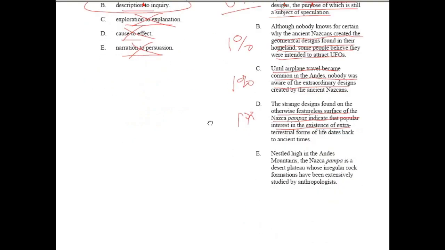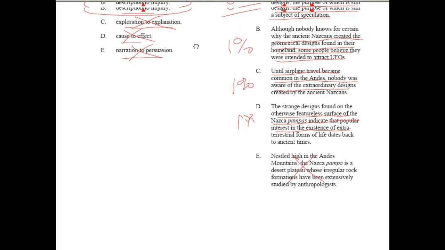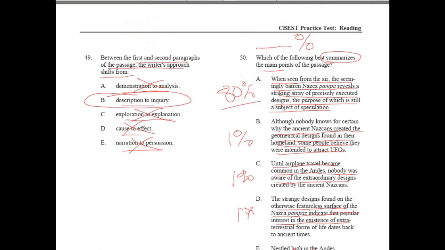Moving this up. Nestled high in the Andes Mountains, the Nazca Pampa is a desert plateau whose irregular rock formations have been studied extensively. Blah, blah, blah. That's pretty much out, I would say. So just based on the percentage of time spent on this article, it really is A. That when seen from the air, seemingly barren Nazca Pampa reveals a striking array of precisely executed designs, the purpose of which is still subject to speculation.